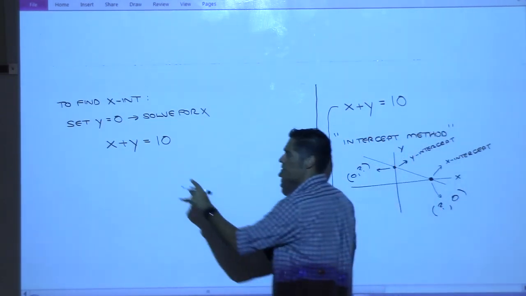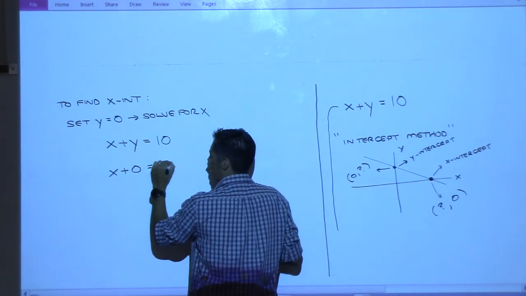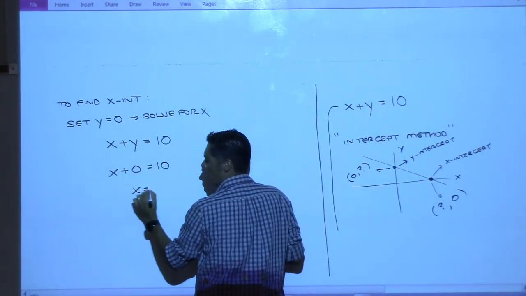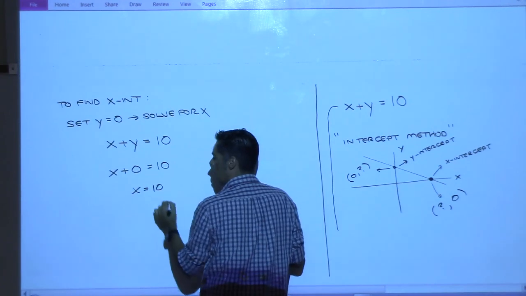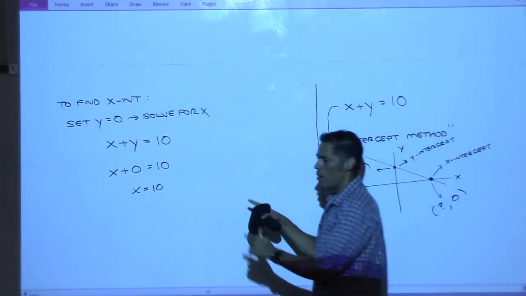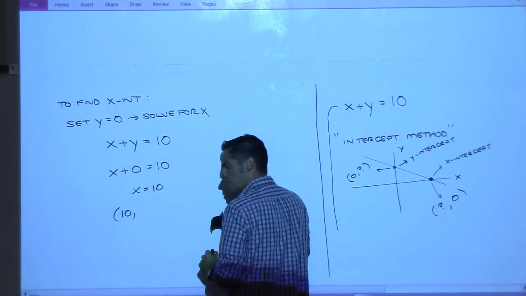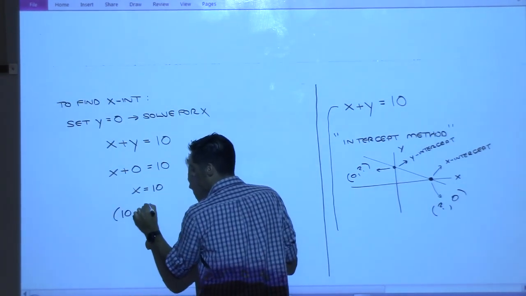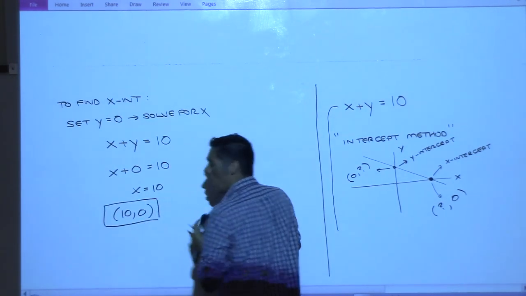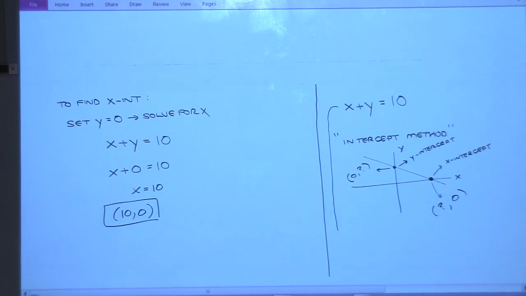So I'm going to replace this with 0, right? And x plus 0 is still x, so x is what? 10. Okay, so I know what the x-intercept is now. I'm going to write it as an ordered pair. It's 10, and then what's the y-coordinate? 0, because that's how we got it, right? So I know 1 point now. I just need 1 more. If I get 1 more, I can draw a straight line, I'm done.